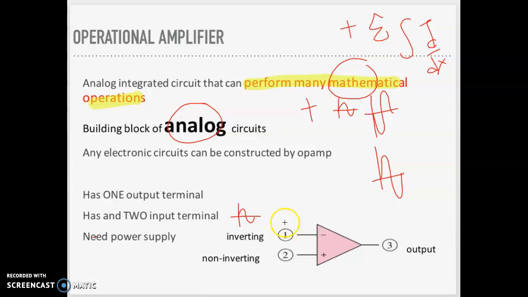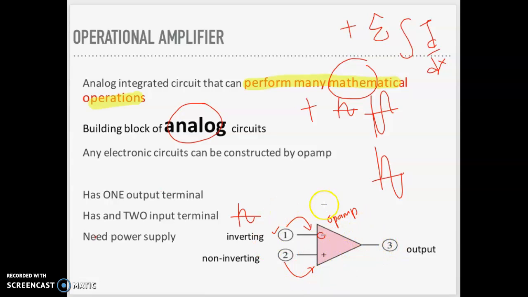And you have two inputs. One we call inverting, because it is connected to the minus. Another one is called non-inverting. So this triangle represents your op-amp. The output will be only one, connected to the end of this triangle.